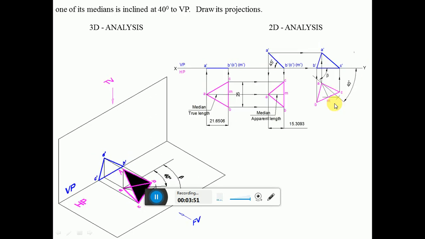Then in the third position, he says one of its medians is inclined at 40 degrees to VP. So again he has given the true inclination here, and then in the second position you have the apparent length here. Then since it is a true inclination, you take any point on the XY line and draw a line inclined at 40 degrees to VP.